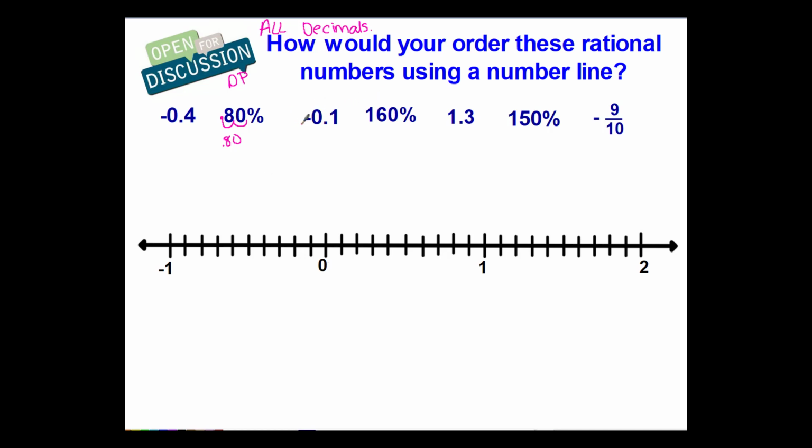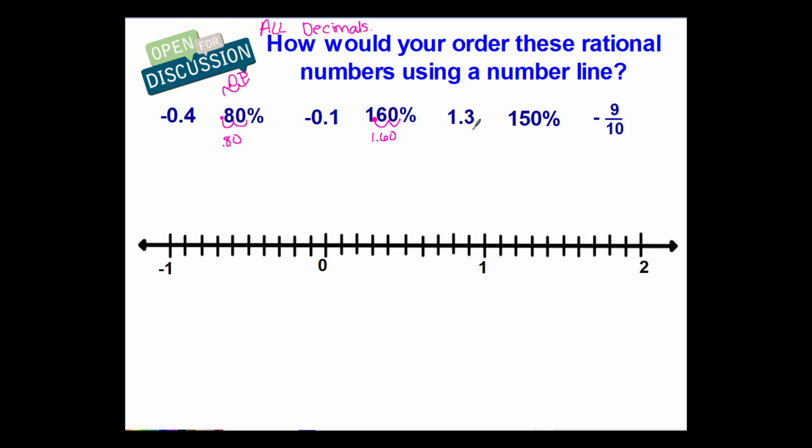-1/10. Again, it's already a decimal, so I don't have to do anything to it. 160%, percent to a decimal, 2 times to the left. So I go 1, 2 to the left, and my decimal is 1.6 or 1.60.